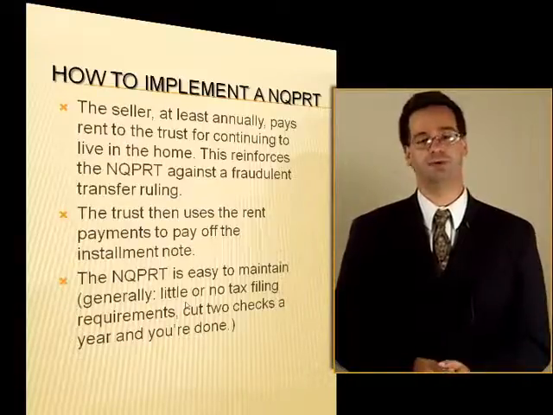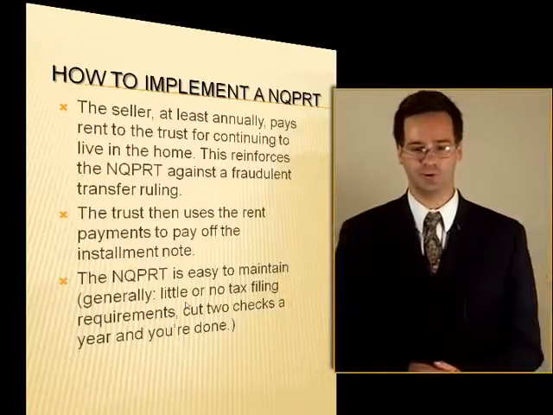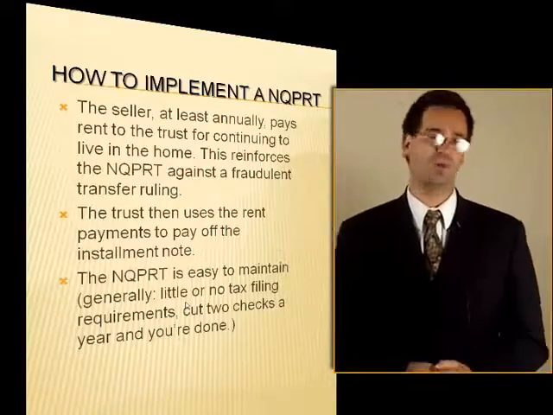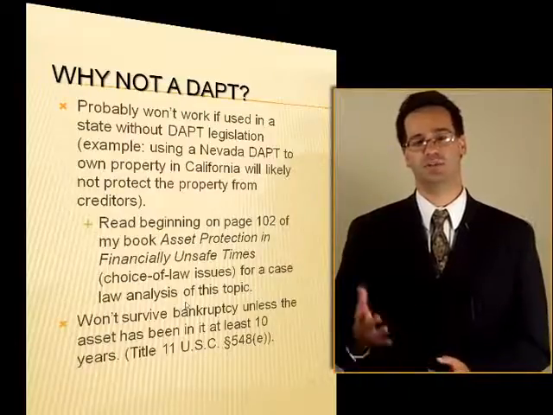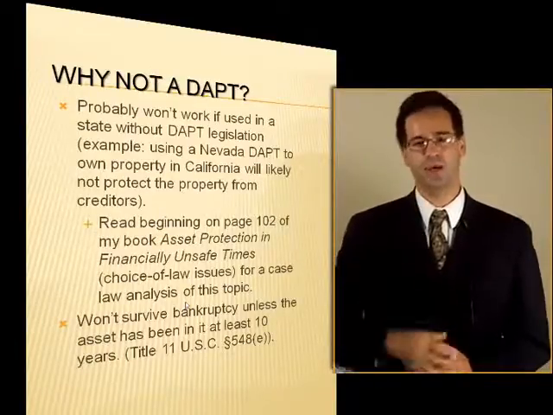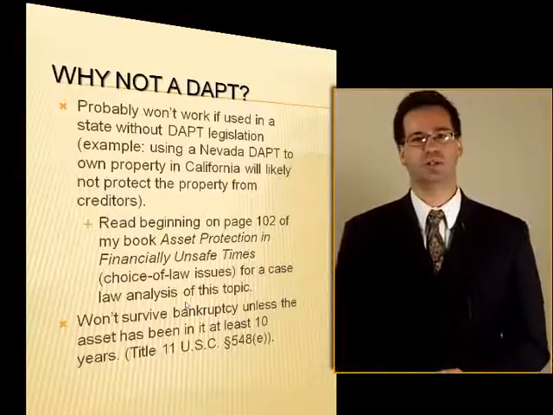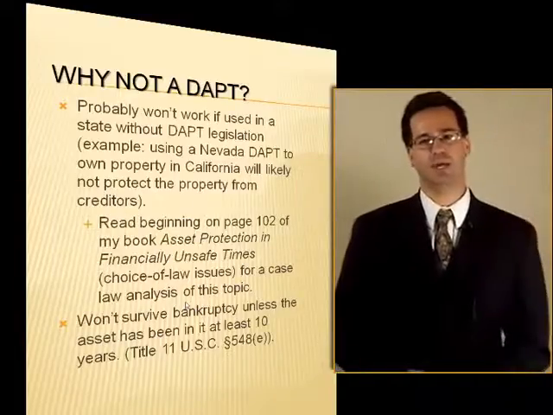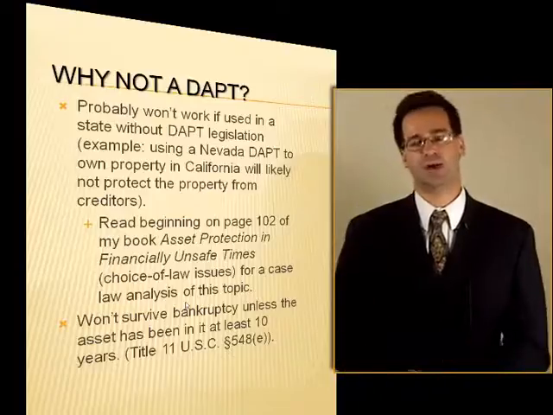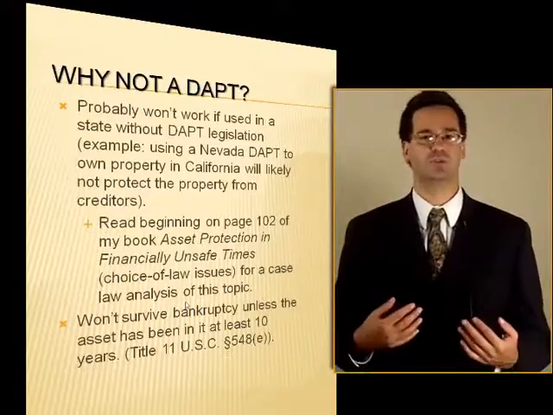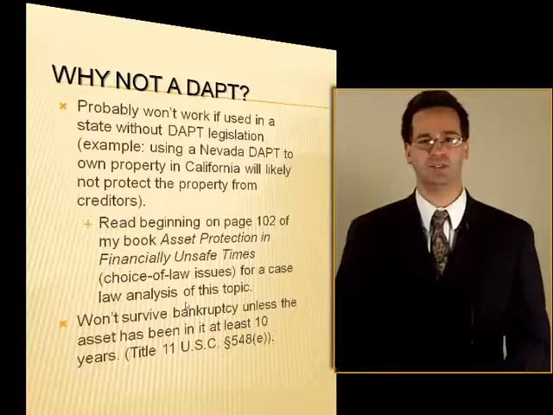So once it's set up, very, very easy to maintain, tremendous benefits. So why not just a domestic asset protection trust? Especially if you live, like I said, there's, I believe, 11 states now. They allow you to just set up a trust, put the asset in the trust as the grantor, and continue to use that asset, and you have asset protection. That's what these laws in these 11 states allow you to do.